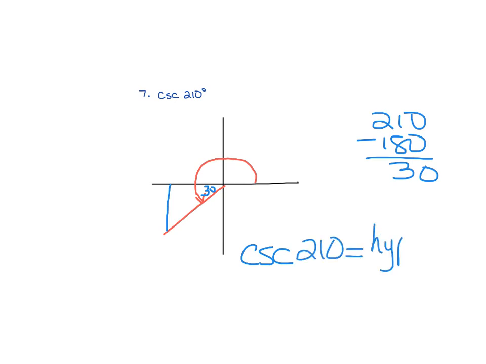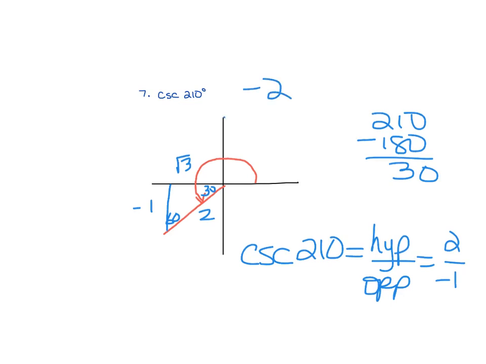So I'm going to do hypotenuse over opposite, and let me label these. Opposite 30 is 1, opposite 60 is √3, and then the hypotenuse is 2. So here this is going to be 2 over -1. So final answer is -2. Again, the only thing positive in quadrant 3 is tangent and cotangent.